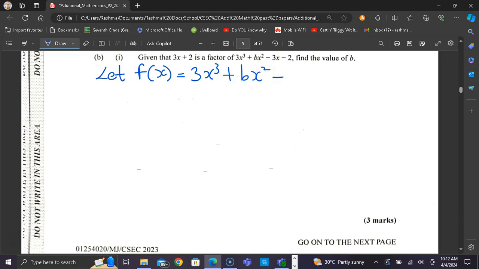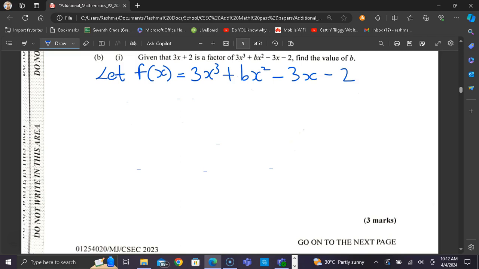Hi everyone, so let's continue with the CSEC Additional Maths Paper 2 2023, and we're on question 1 part B. Part 1, for 3 marks: given that 3x plus 2 is a factor of 3x cubed plus bx squared minus 3x minus 2, find the value of b. So I'm going to let f of x be equal to our cubic expression first. So f of x equals 3x cubed plus bx squared minus 3x minus 2.